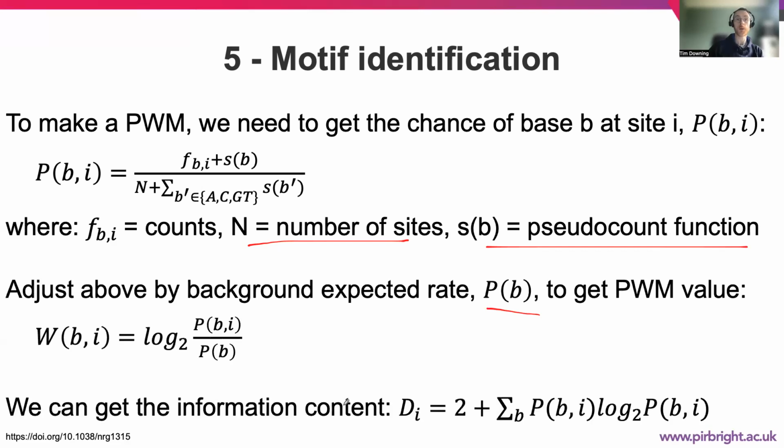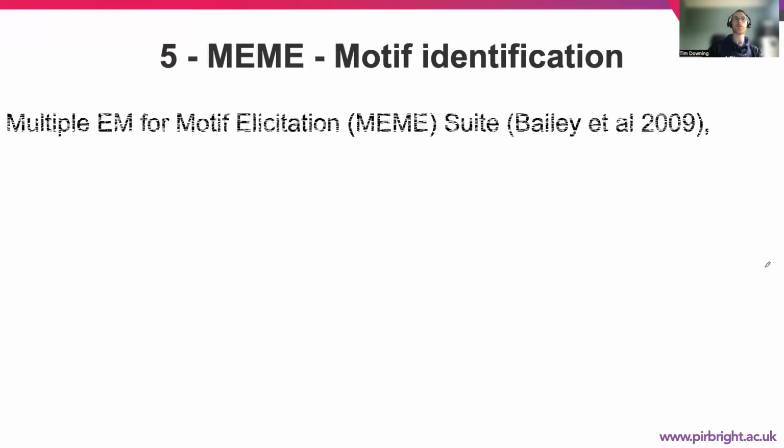We can also get the information content from this formula, again summing across each of the bases for a particular site and taking the log 2 scale function of that as well. And then we just have an offset to prevent 0 values. The tools that we use for this come from the MEME suite. MEME stands for multiple expectation maximization for motif elicitation, and that allows the inference of the most likely sequences at a particular motif of interest.